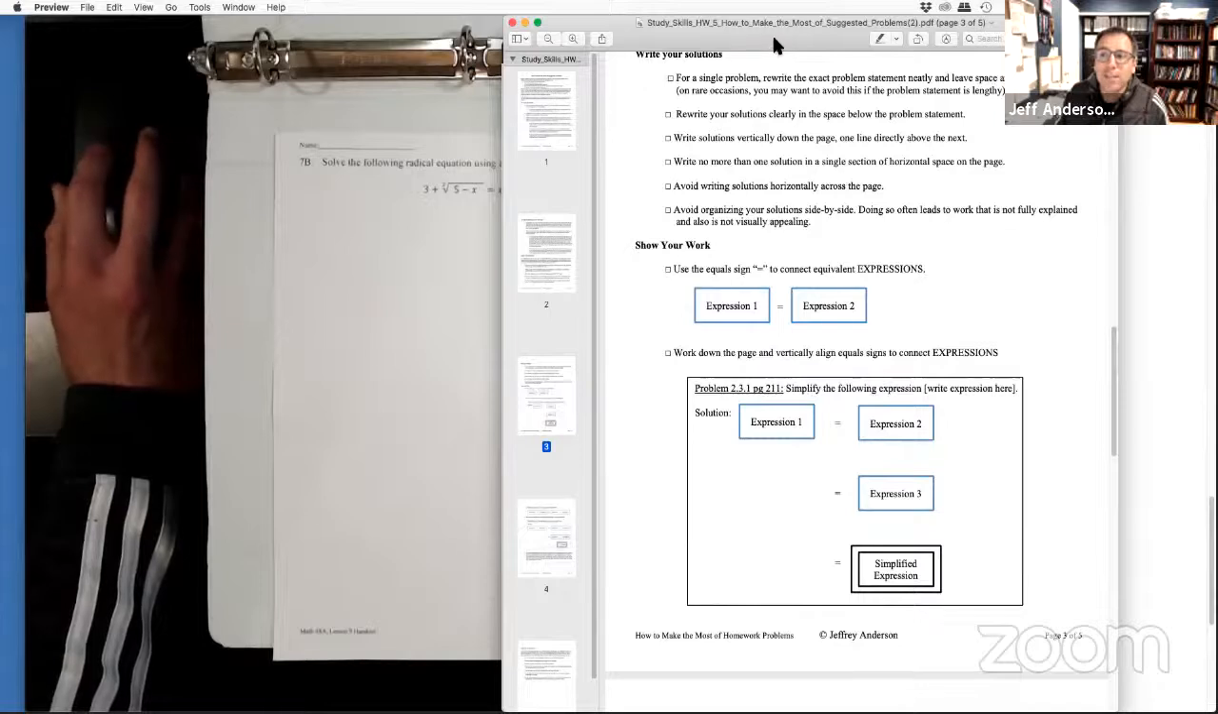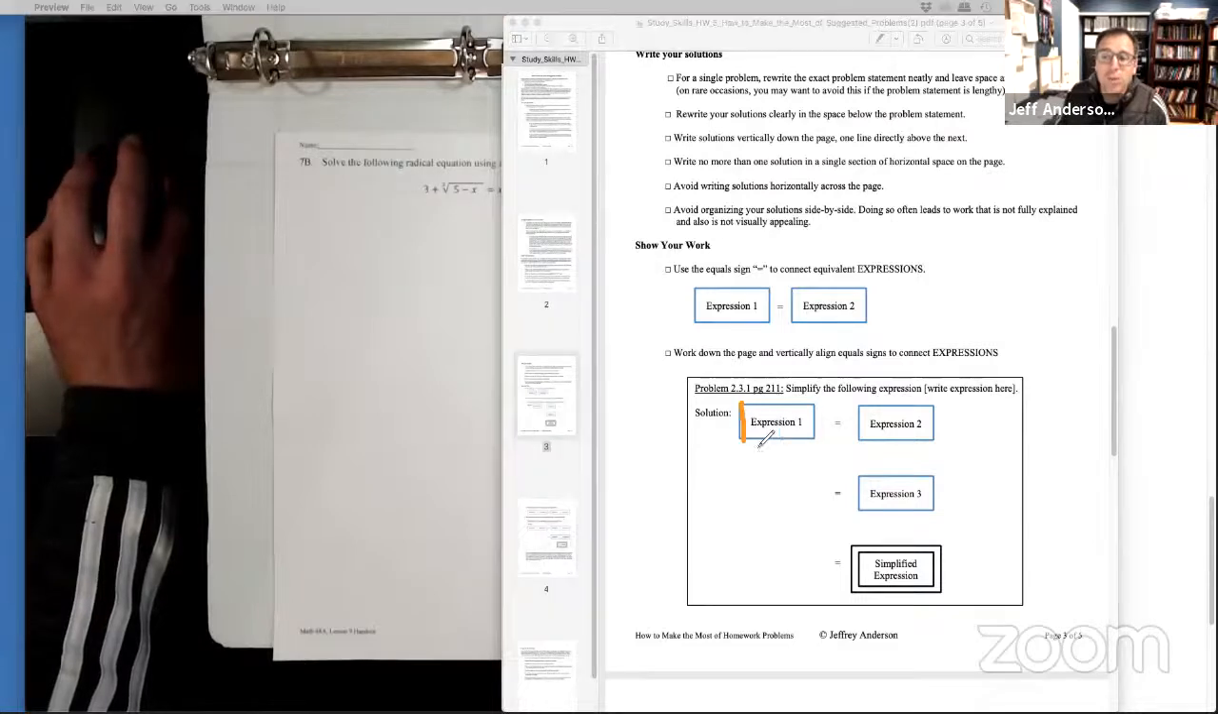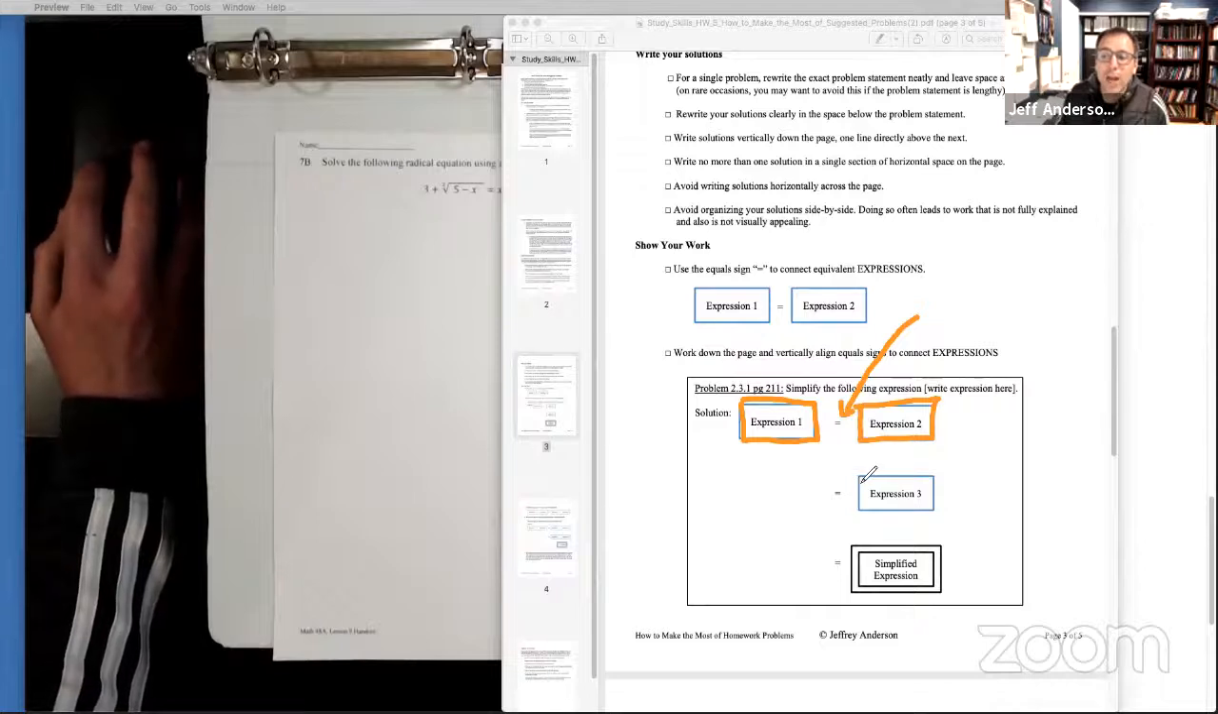So a lot of times, if you're working on an expression, to simplify an expression, we start with the expression over here. We do an algebraic step and get to an equivalent expression. Equivalent expressions are connected with an equal sign. If we do some more algebraic work, we'll get to a third equivalent expression. And then eventually we'll get down to what we call a simplified expression.